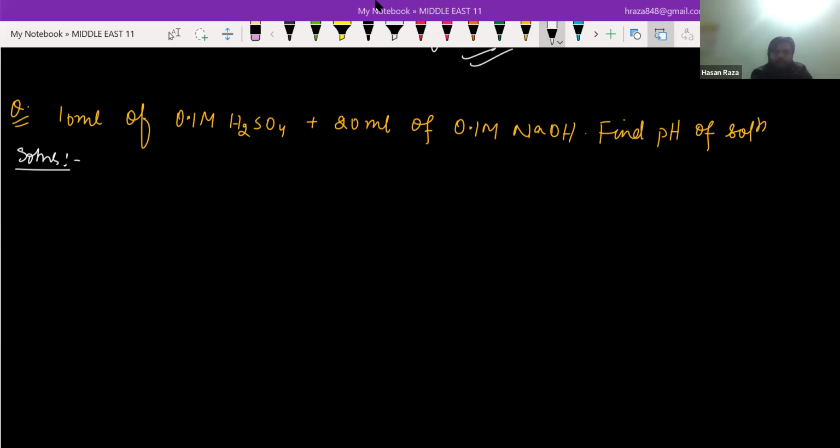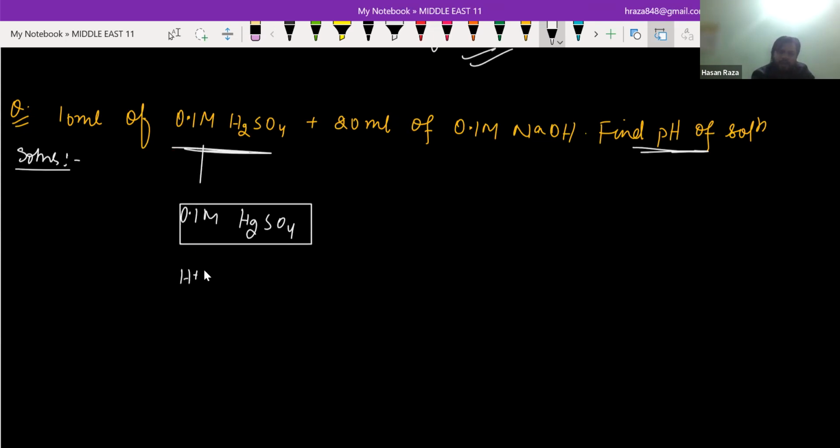What is the value of pH, Krishna? Read the question and answer me according to the question. That's good. Now, Saif, any answer? Now see here. Here it is given that 0.1 M H2SO4. From this information, we can easily conclude that the molarity of H plus is double of this, so it will be 0.2 M.